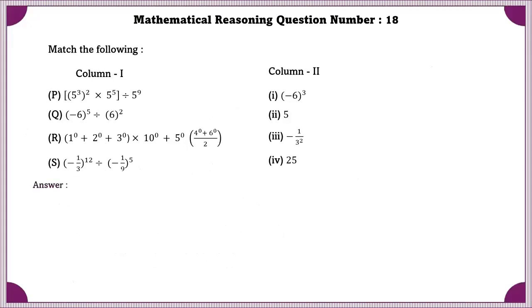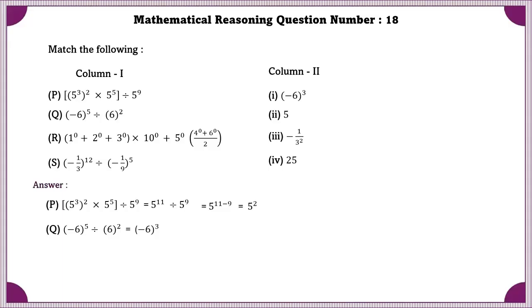Mathematical reasoning question number 18. Match the following. P. Here in the P, 5 to the power 3 to the power 2 into 5 to the power 5. Now 3 2s are 6. 6 plus 5 is equal to 11. So this will be equal to 5 to the power 11 divided by 5 to the power 9. Now simplifying this, we will get 5 to the power 2.